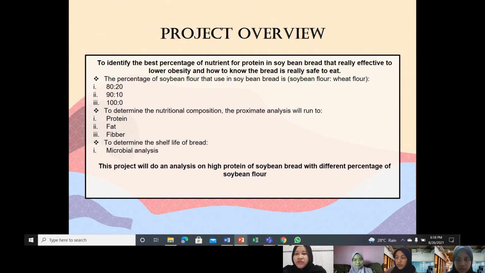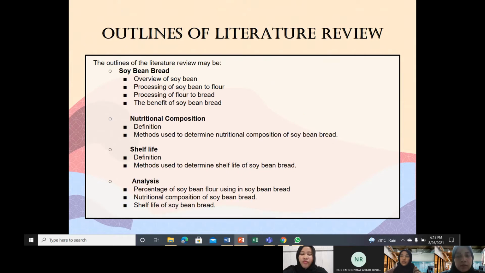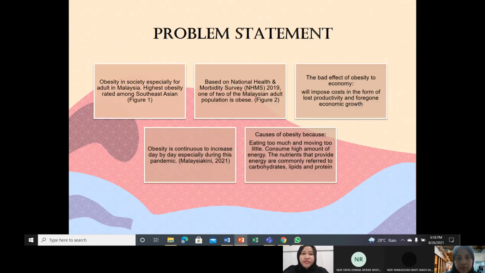To determine the nutritional composition, proximate analysis will be run for protein, fat, and fiber. To determine the shelf life of the bread, microbial analysis is used. This project will analyze high protein soybean bread with different percentages of soybean flour. Okay, next. For the outline of the literature review, we have four important outlines: soybean bread, nutritional composition, shelf life, and analysis. Okay, next.